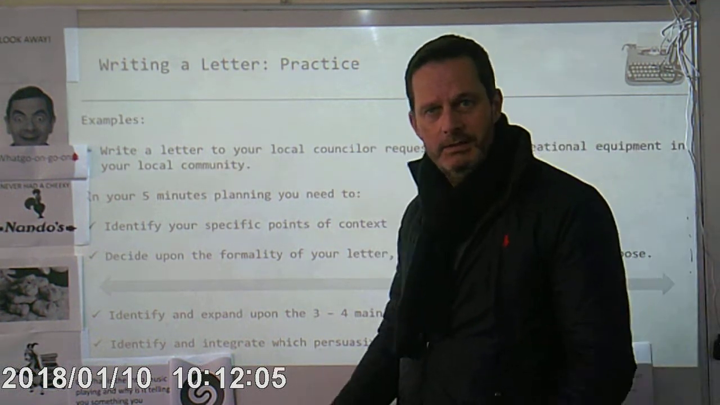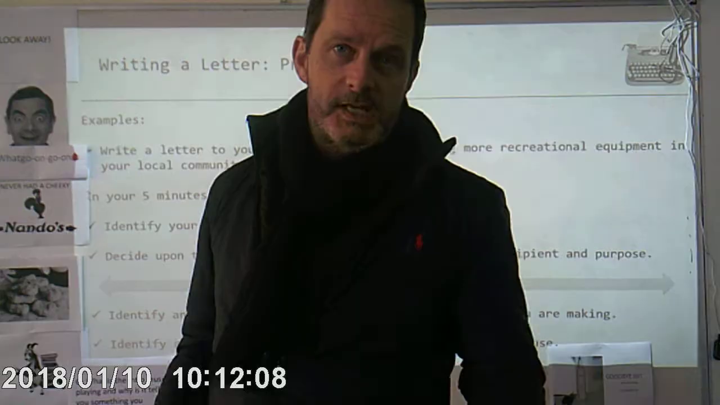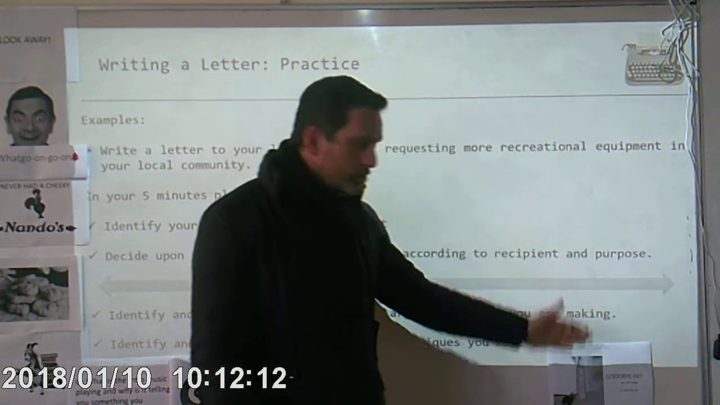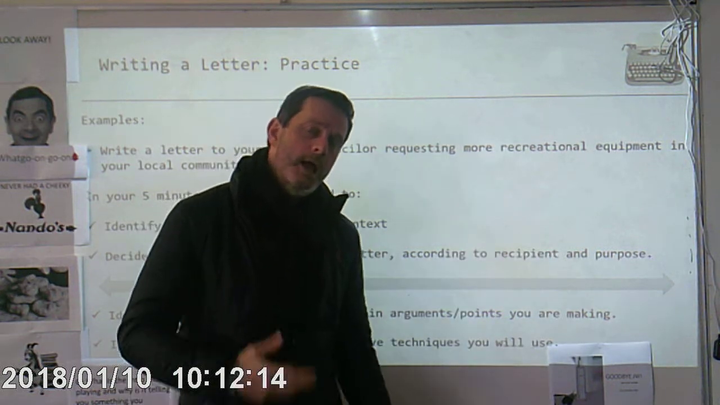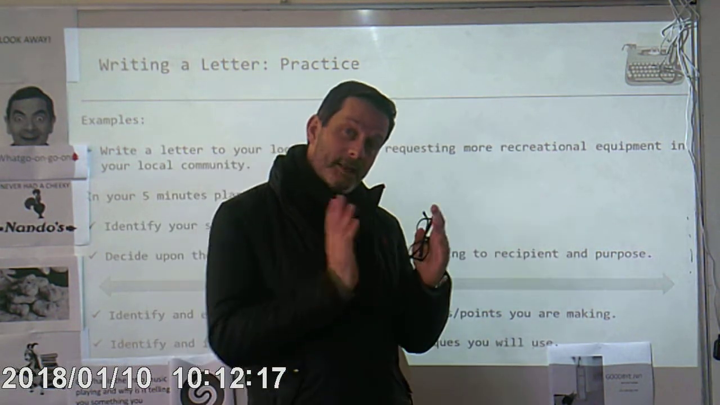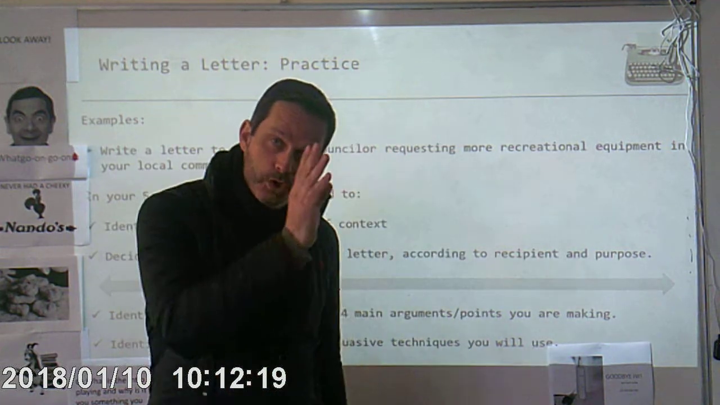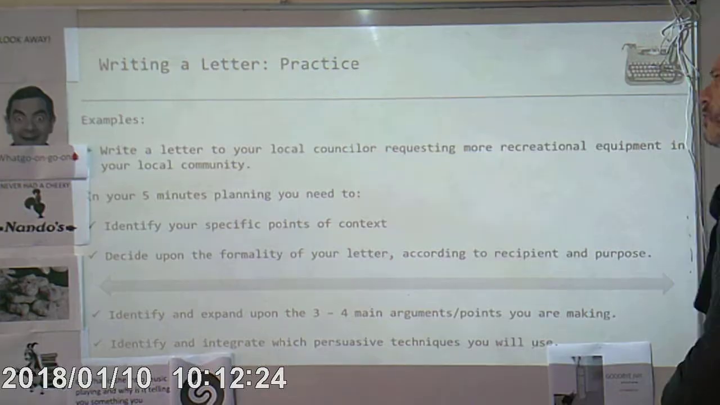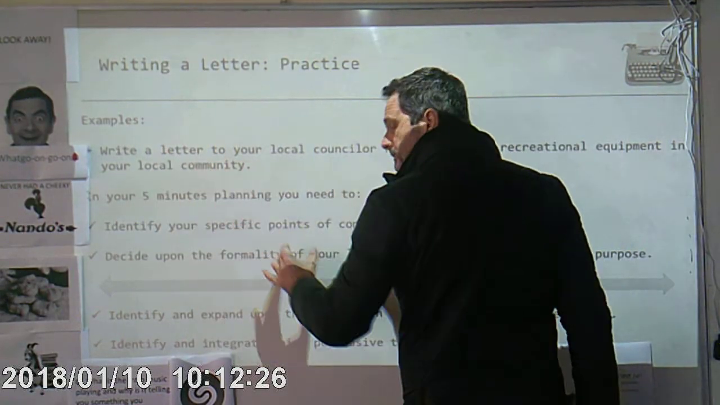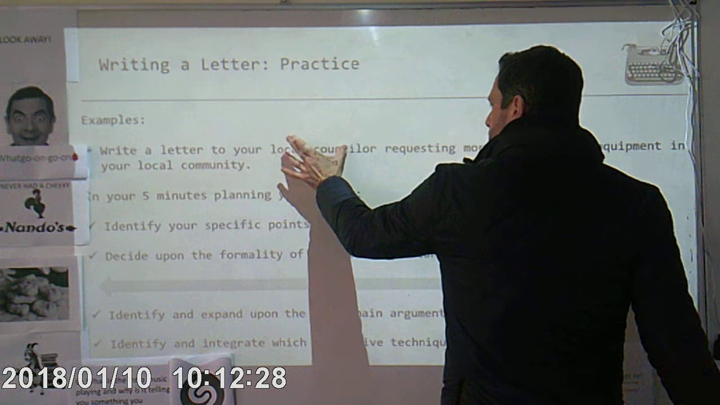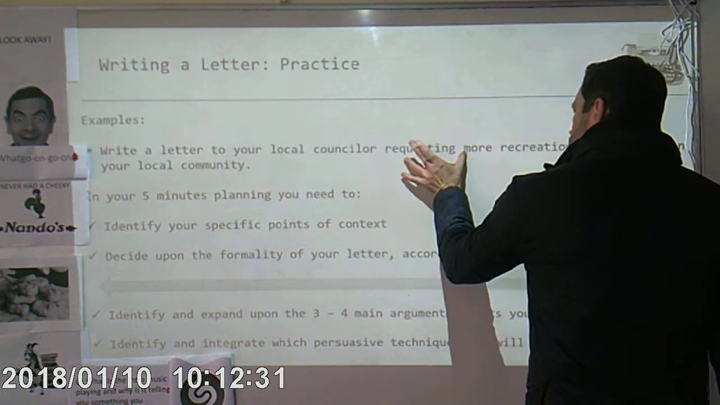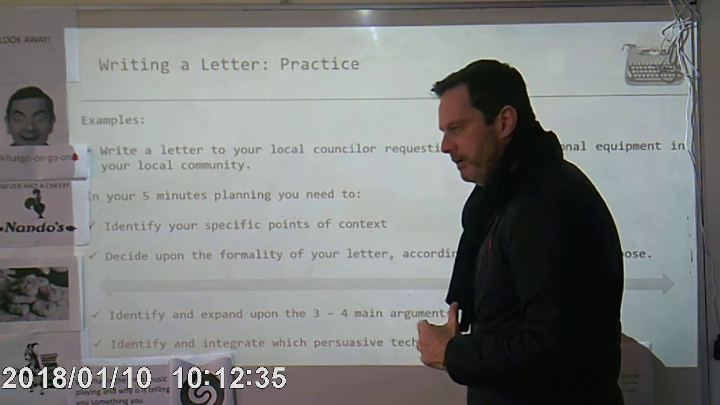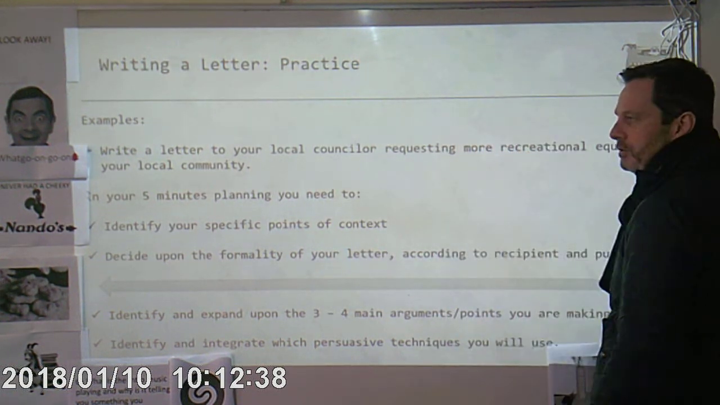Your local councillor is likely to be, and want to be, quite an accessible person, but nonetheless they are a local politician. They're going to be a busy person, so the chances are you are going to have to write quite formally, and by that formality we come back to that idea of standard English, the type of English that you are marked for in the classroom. Okay? So you've identified it as a letter. Obvious. You've identified who your audience is. Your focus area: requesting more recreational equipment for your local community. Things for people to do in their local community.